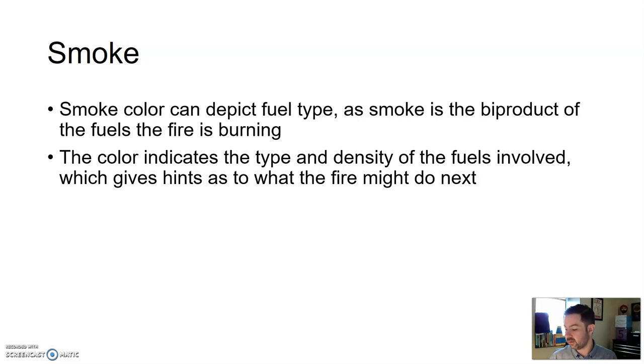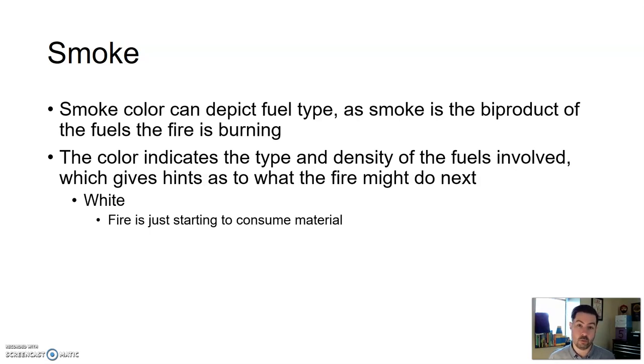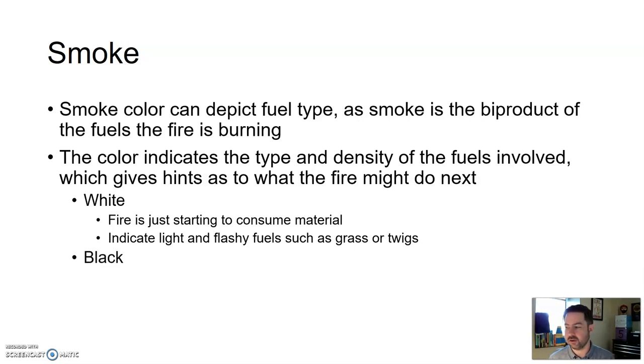If you're sitting there and all of a sudden you see smoke coming from the mountains, based on the color of the smoke, you can figure out, all right, what's being burned and what might happen next. So white smoke, fire is just starting to consume materials. Typically when you're seeing white smoke coming from a wildfire, it's just getting started. It indicates light, very flashy fuels, burning real quickly: grass, twigs, leaves, small stuff. So again, the fire is just getting started.